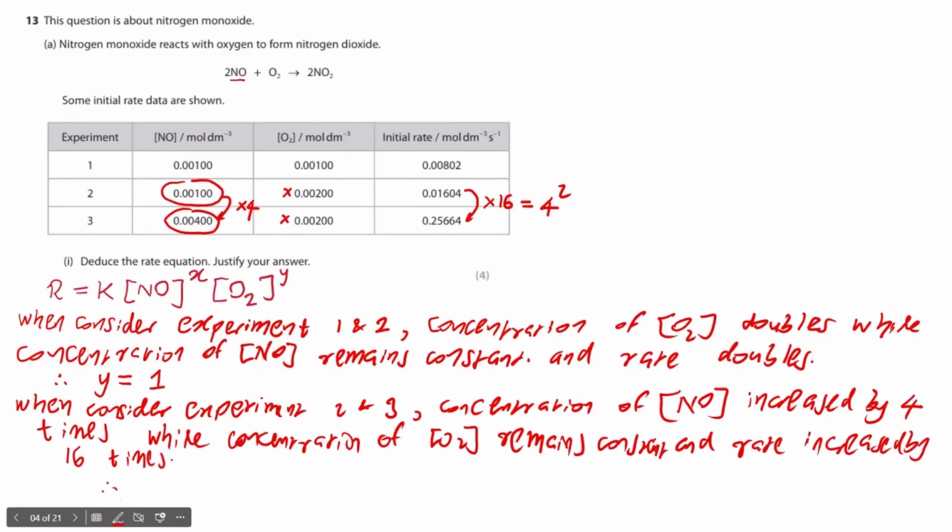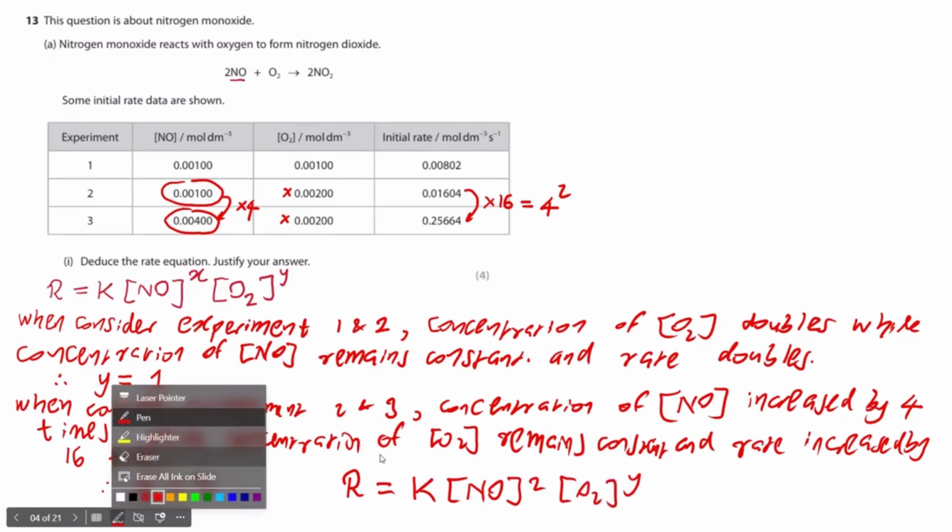Therefore, we can say that since 4 to the power 2 is 16, the order with respect to nitrogen monoxide is 2. So we can say that x equals 2. And when you consider these two, then we can write the rate expression. The rate expression is rate equals rate constant times nitrogen monoxide concentration to the power 2 and oxygen concentration to the power y.